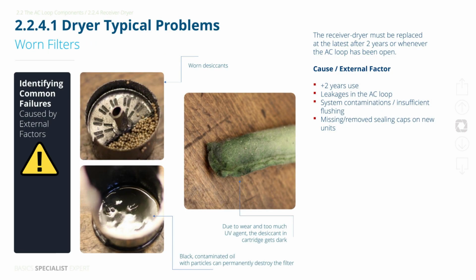The receiver dryer should be replaced every 2 years or anytime the AC system is opened. Its desiccant and filters wear out over time, and moisture entering the system quickly ruins its ability to protect the loop from contamination.